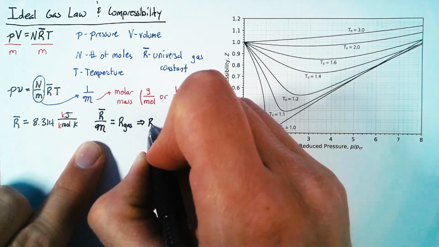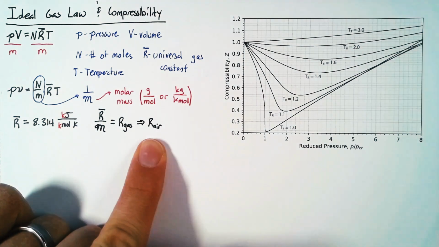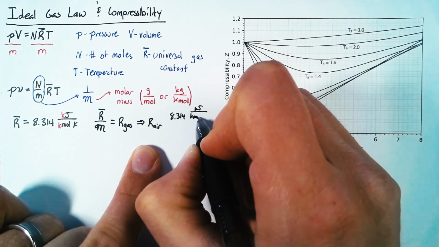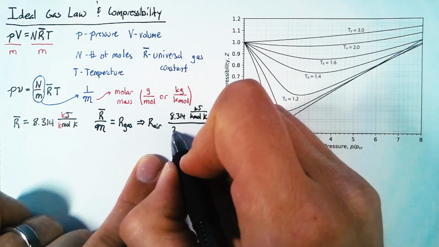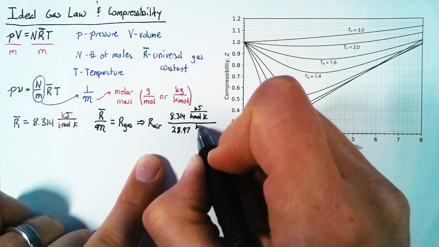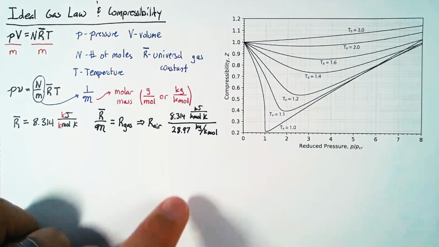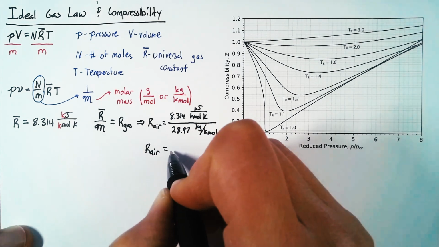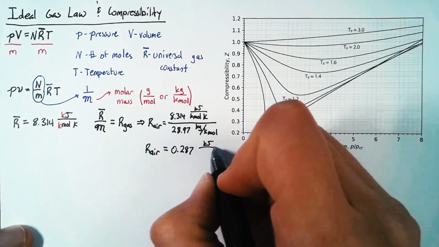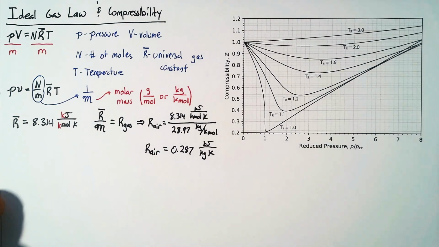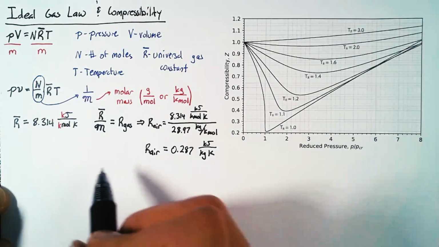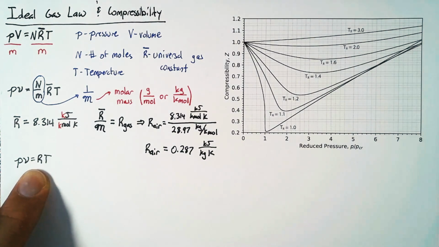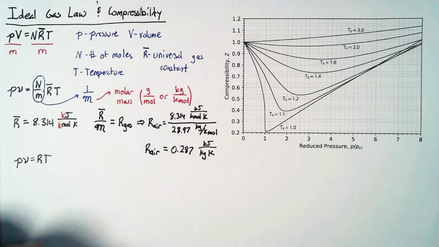So for instance, we can find the gas constant for air by taking that 8.314, this is kilojoules per kilomole Kelvin, and dividing that by the molar mass of air, which is 28.97 kilograms per kilomole. If we simplify this out, we get that the gas constant of air is 0.287 kilojoules per kilogram Kelvin, which means that our final equation is going to be Pv = RT, where this R is now the gas constant, not the universal gas constant, but the gas constant for a specific gas.